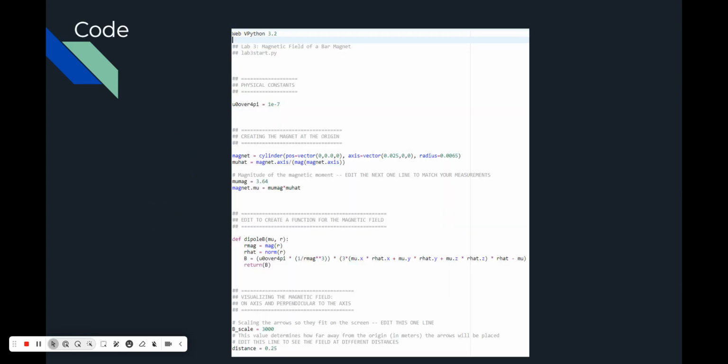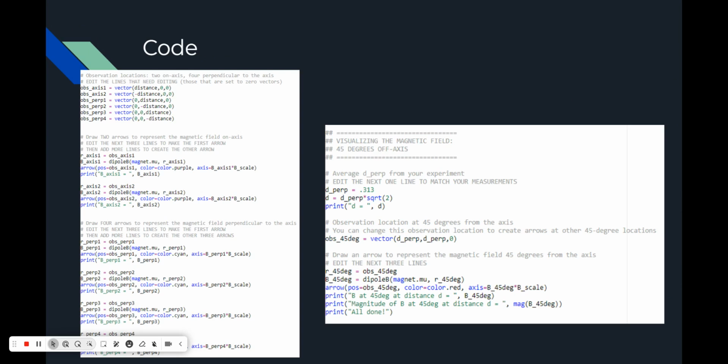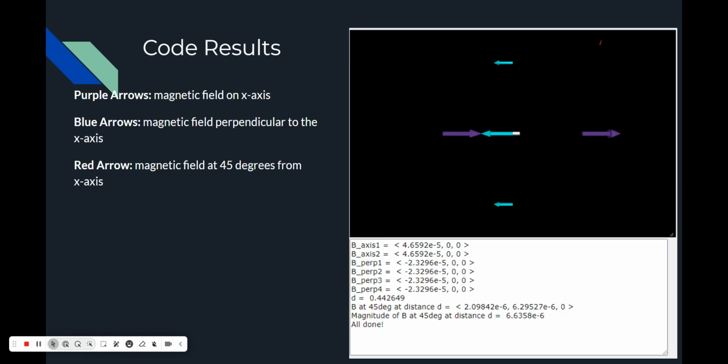Now for the coding section. First, the initial conditions were set and a function for the magnetic fields was set. Then the visual aspect was coded, where the magnitude and direction for 2 on-axis arrows, 4 perpendicular off-axis arrows, and 1 arrow that was 45 degrees from the axis were specified. For the model itself, purple was used for the on-axis arrows, blue for the perpendicular arrows, and red for the arrow at 45 degrees. The computed magnitude is then pasted.